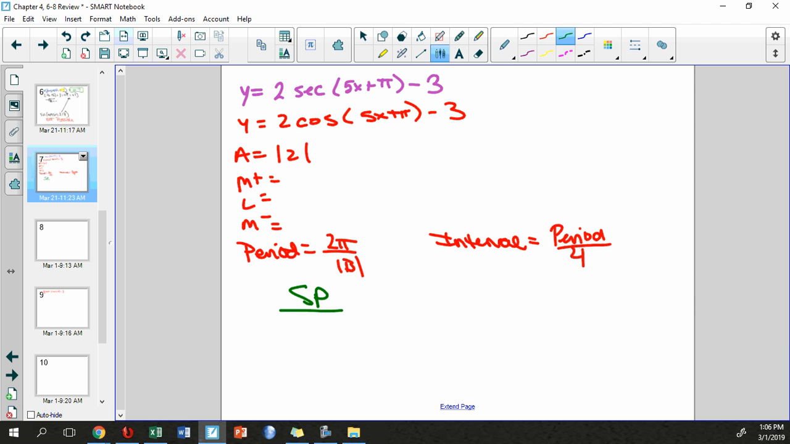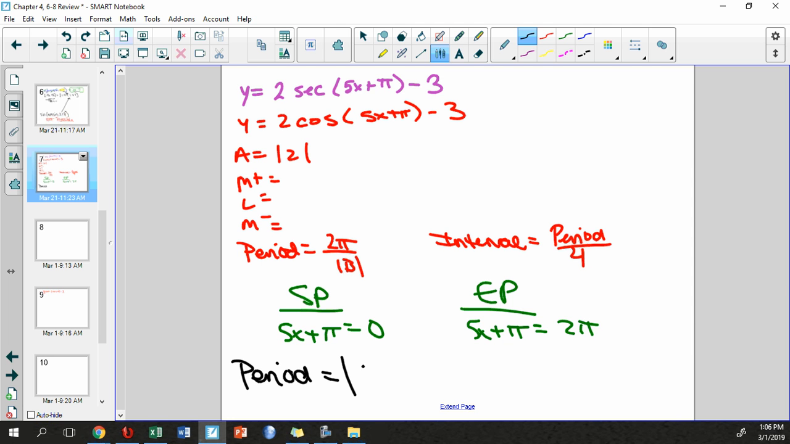You're going to have the junk inside the parentheses, set that equal to 0. And where's your ending point? You're going to have the junk inside the parentheses and set that equal to 2 pi. How do I check that my period is correct after I find my starting and ending point? If I take the absolute value of my starting point minus my ending point, it better equal my period every time. Do we all understand that?